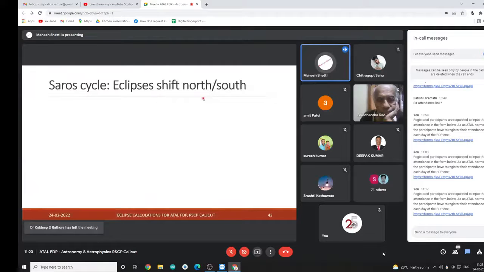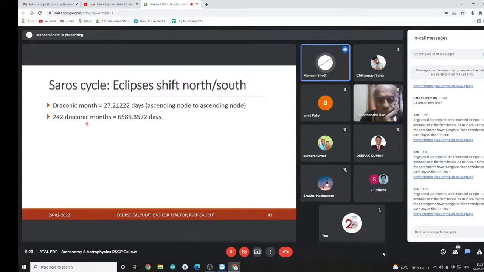Eclipse also shifts south or north, and that is related to draconic month. What is draconic month? Motion related to ascending descending node. So one draconic month is 27.2122 days. 242 draconic months will be again 6585.35 days. Remember, it was 6585.32 days for 223 synodic months. So the 223 synodic months were 1 Saros, okay, and it is slightly greater by 51 minutes. So everything is slightly greater. Instead of 0.32, you have 0.35 days.